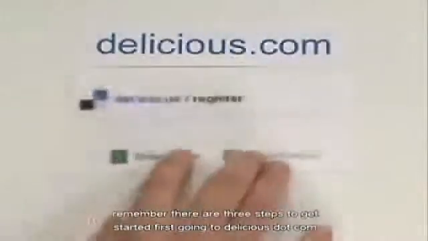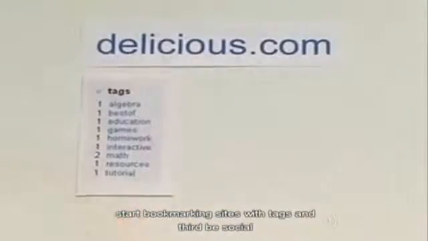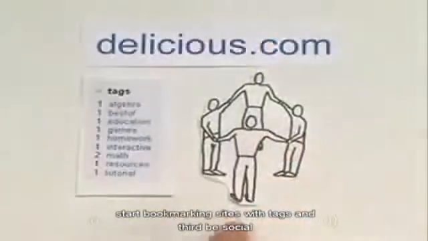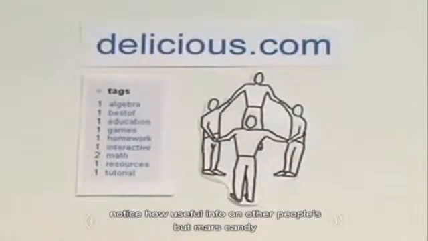Remember, there are 3 steps to get started. First, go to delicious.com to sign up and add the buttons to your browser. Second, start bookmarking sites with tags. And third, be social. Notice how useful and fun other people's bookmarks can be.